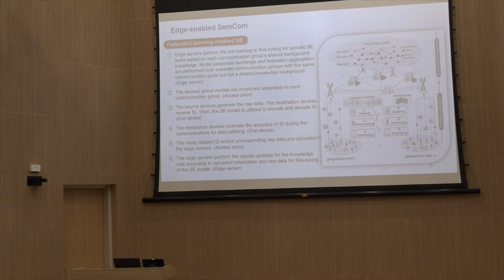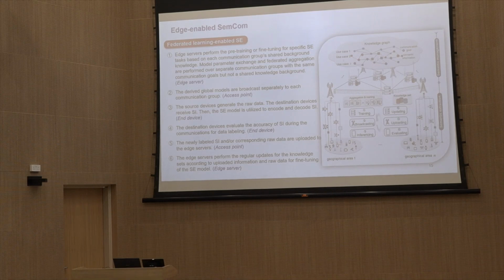With edge computing and federated learning enabled semantic communication, we can look at the steps as follows. First, the edge servers perform the pre-training or fine-tuning of specific semantic extraction tasks based on each communication group channel background knowledge. Then the model parameter exchange and federated machine learning model aggregation are executed over the separate communication groups with the same communication goals, but not a shared knowledge background. This is done at the edge server. The derived global model is then broadcast separately to each communication group over the access point or base station.